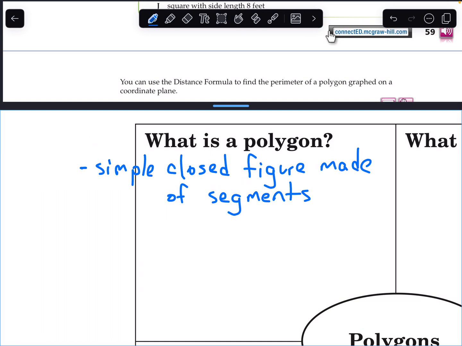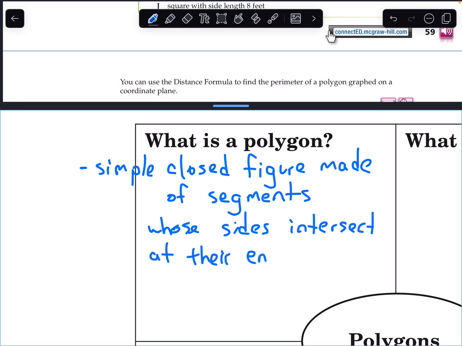Made of segments, okay, whose sides intersect at their endpoints, called a vertex.